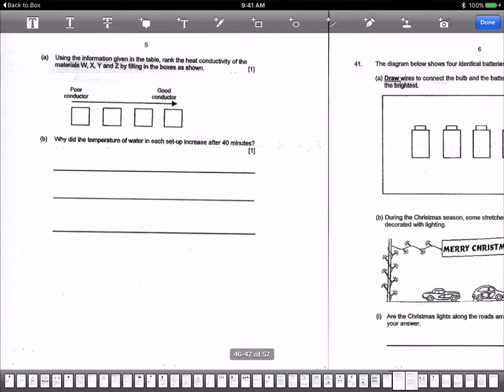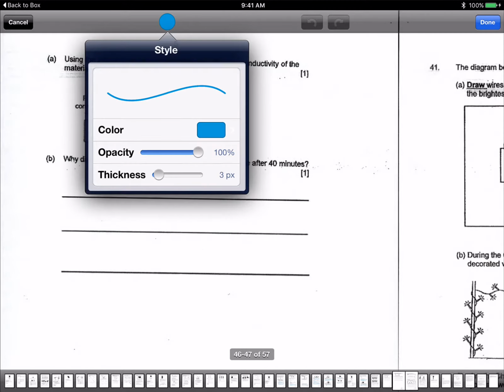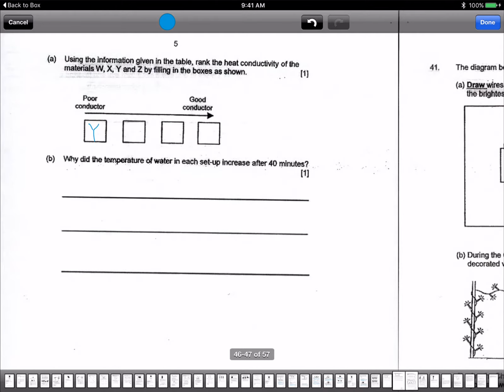Okay, A. Using the information, rank the heat conductivity. Rank the heat conductivity. I put Y. Yes, Y. Then second is Z. W. X. W. Alright. So why did the temperature increase after 40 minutes, Pooja?